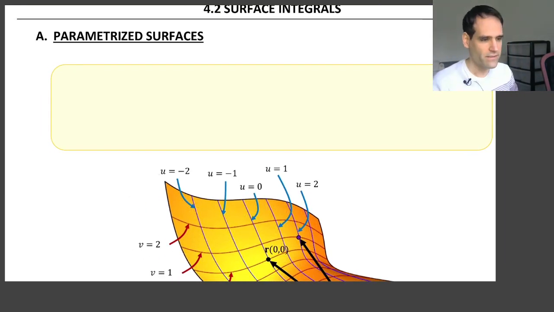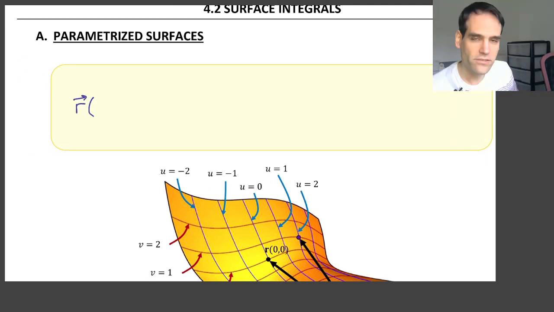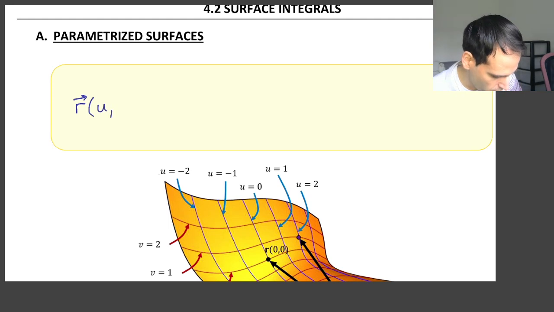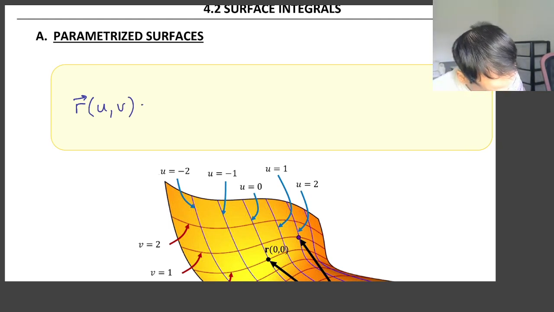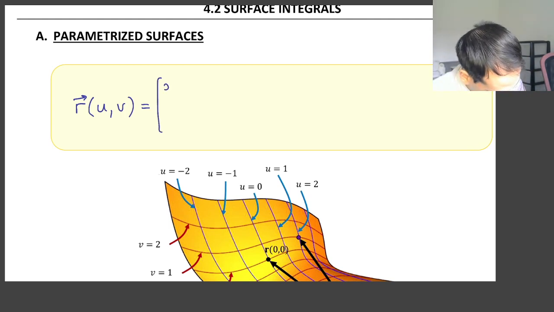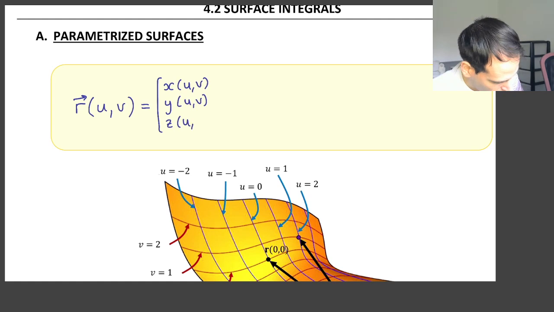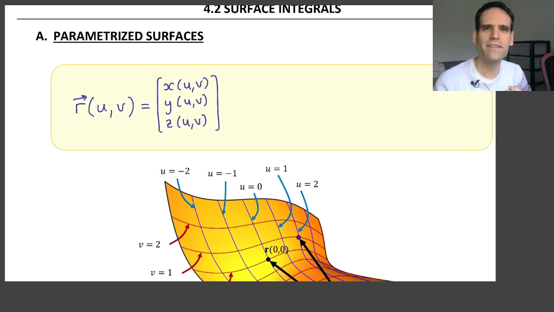A parametrized surface is a vector r, which depends on two parameters, and I'm going to call them u and v, although this is of course an arbitrary choice, how you name the parameters. So what does this mean, a vector that depends on u and v? This means that this vector has three components, because this is the position vector. So the x component is a function of u and v, the y component is a function of u and v, and the z component is a function of u and v. Okay? And that's it. That's a parametrized surface.